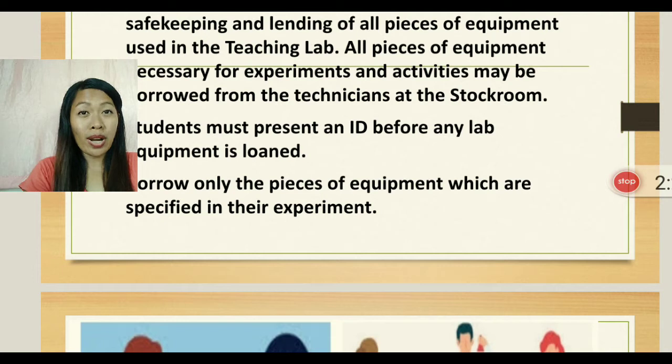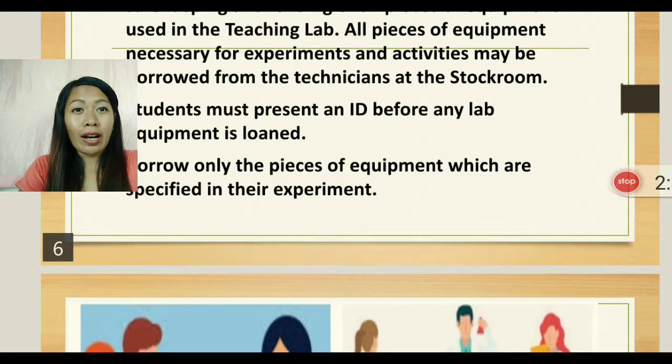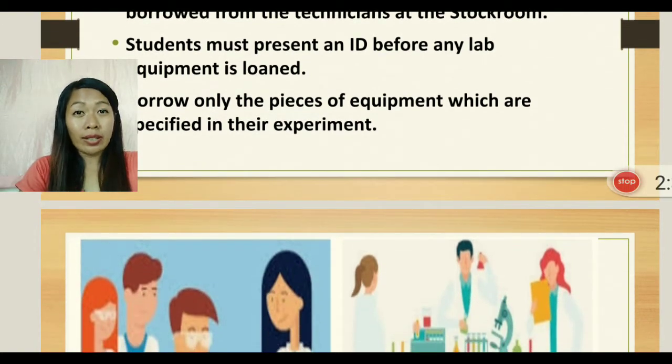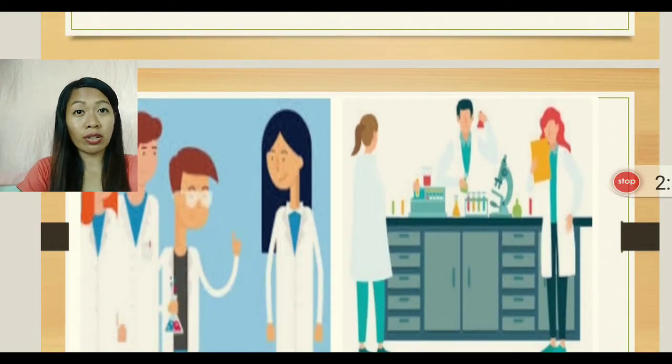Before the student will be able to borrow, he or she should present an ID, and should also wear a lab gown, face mask, goggles, or proper protective equipment. The student who will borrow should only borrow the pieces of equipment which are specified in their experiment, under the supervision of their teacher or instructor. Without the supervision of the instructor, a student cannot borrow anything from the lab.